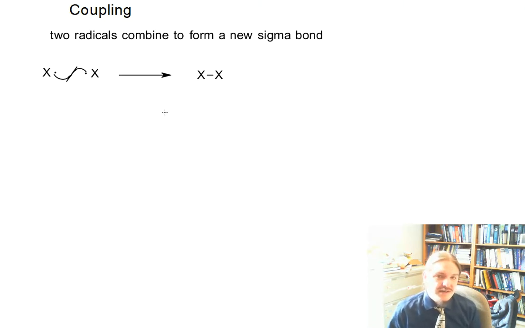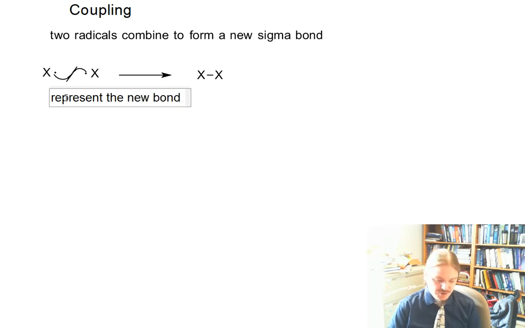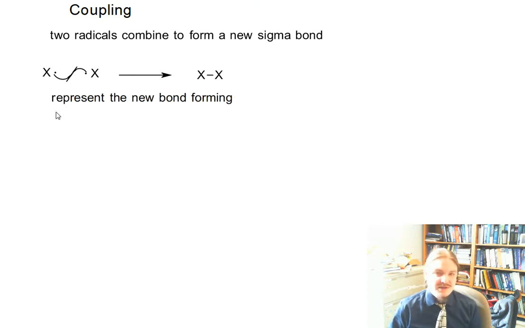So I have a tendency to like to draw coupling arrows as you see them here, like two arrows coming together in the space between the two atoms to represent that new bond forming. There are some other ways to do this, but you will see in a lot of textbooks and websites that this is kind of how it's represented.